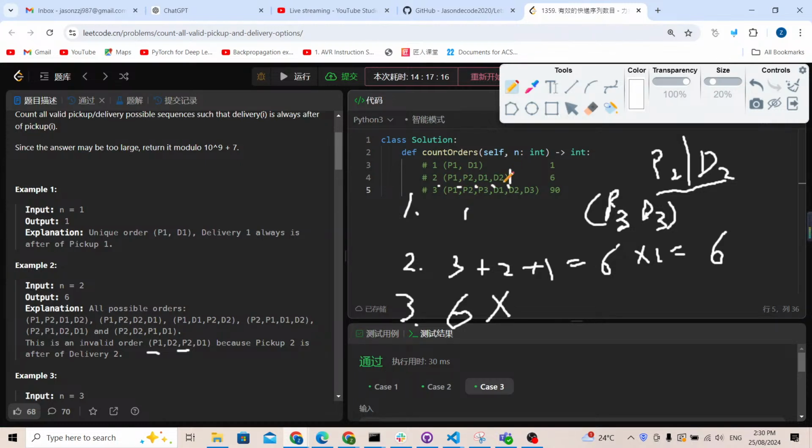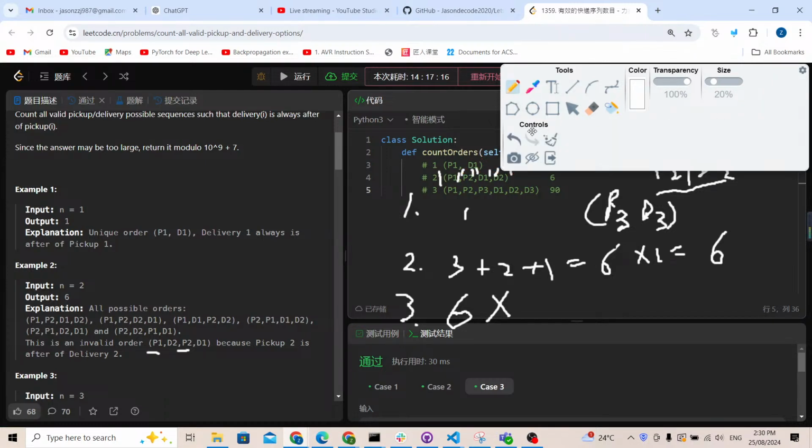We can put it after that. Yes. So how many combinations? So there are 5 cases. Now we can also separate them. We can separate the P3 and the D3 like this. 1, 2, 3, 4. There are 4 cases if we separate it like that.